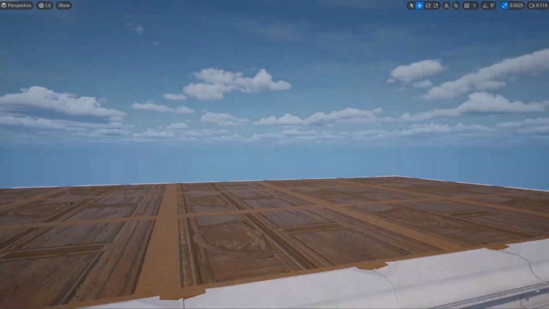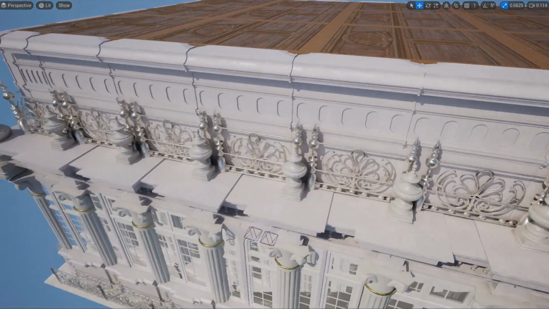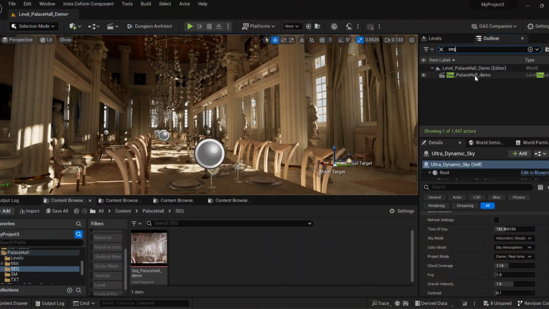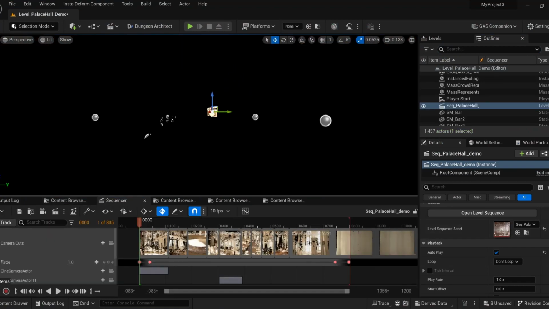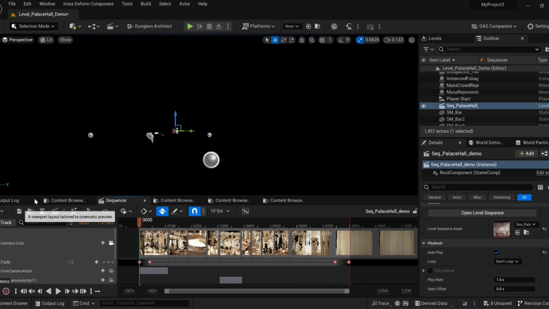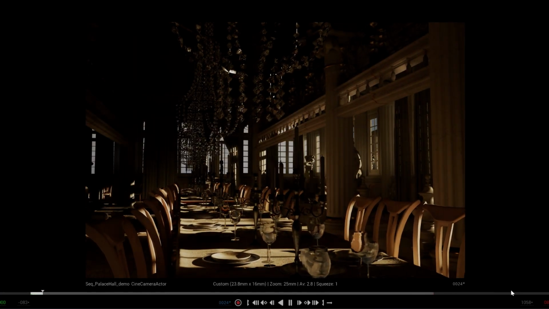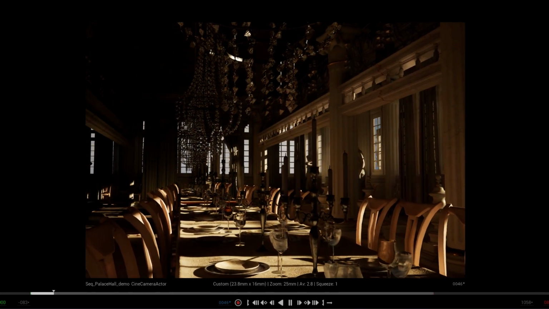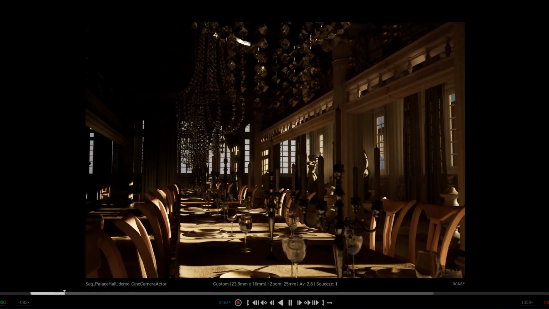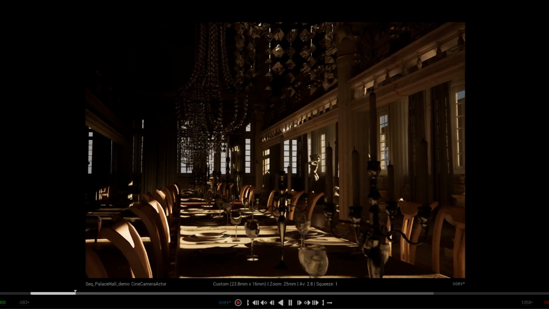This is the outside. It does have a level sequence. So it kind of feels a little bit dark, maybe need to adjust the light. But anyways, we'll go over to the overview level now.